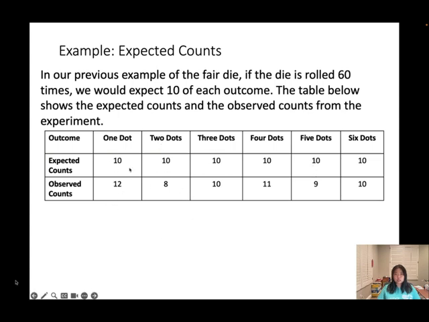So you're going to see we have all expected frequencies equal. We're going to use this formula: expected frequency is equal to n, which is 60, divided by 6 because we have 6 categories. That's why my expected count will be equal to 10.